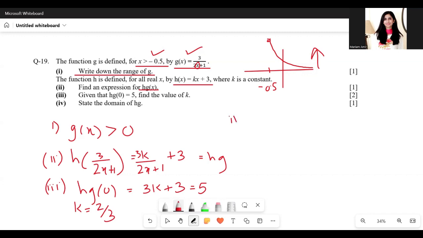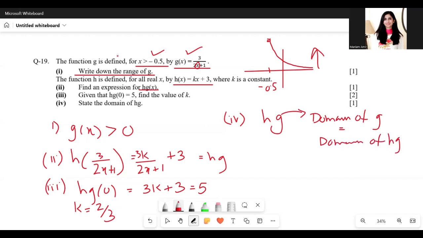Last part is state the domain of hg. So again, the domain of hg is equal to or lies within the domain of g. The domain of g is already given to us. It's x greater than minus 0.5. So the domain of hg is also x greater than minus 0.5.